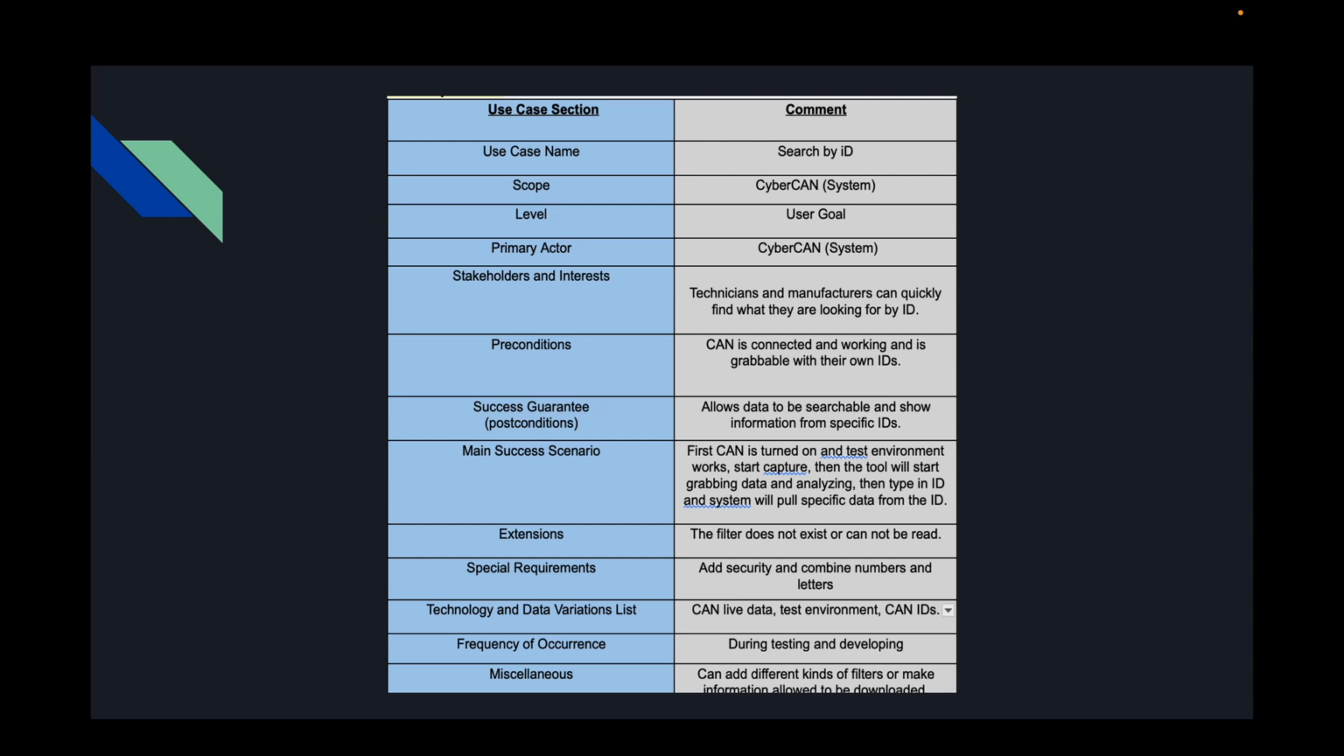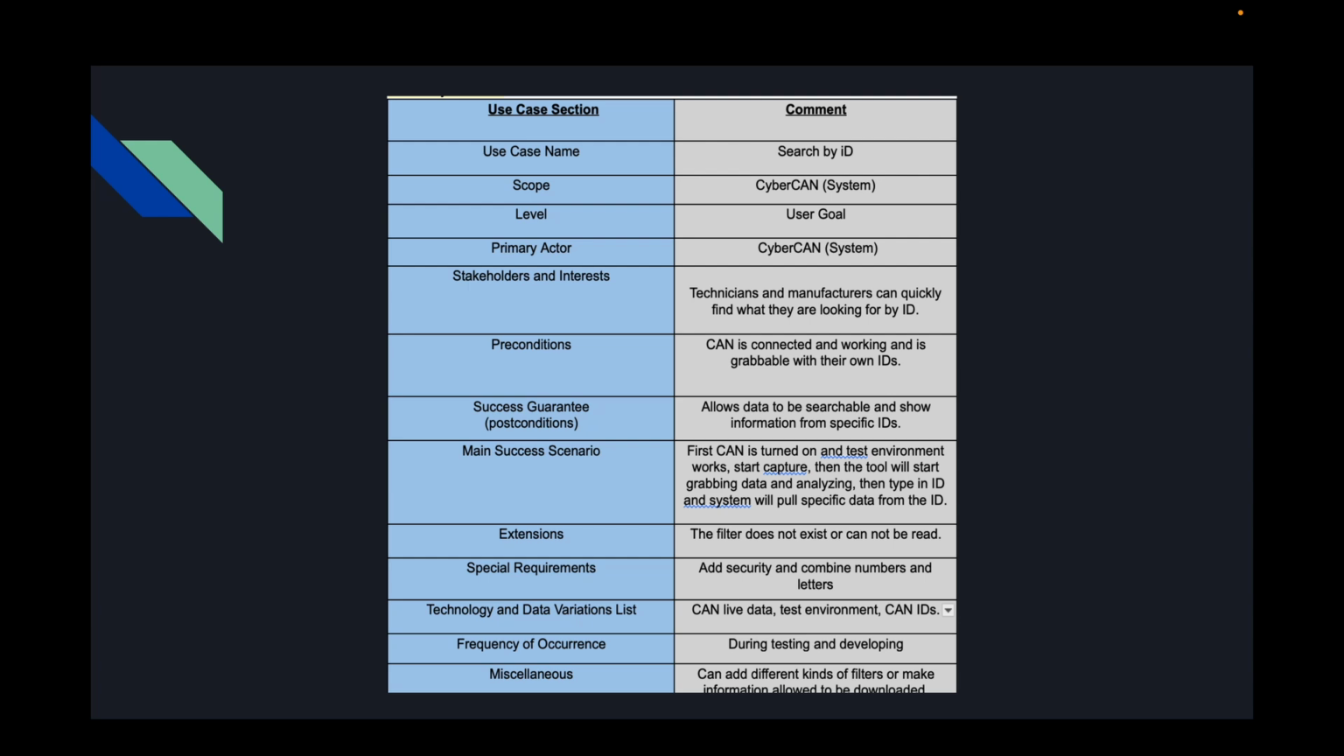Preconditions are that the CAN is connecting and working, and it is able to grab data by their IDs. The post conditions are that it allows data to be searchable and shows information from specific IDs, so when someone wants to go in, they put in the ID and data comes out. The main success scenario is first, CAN is turned on and it works, starts to capture, it grabs the data, and then a person can go in, put in the ID, and grab the data that they need.